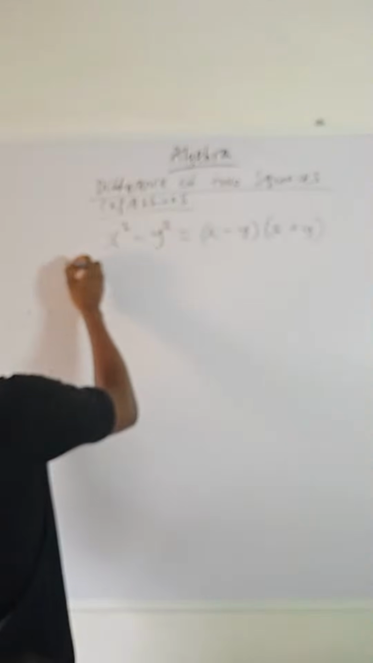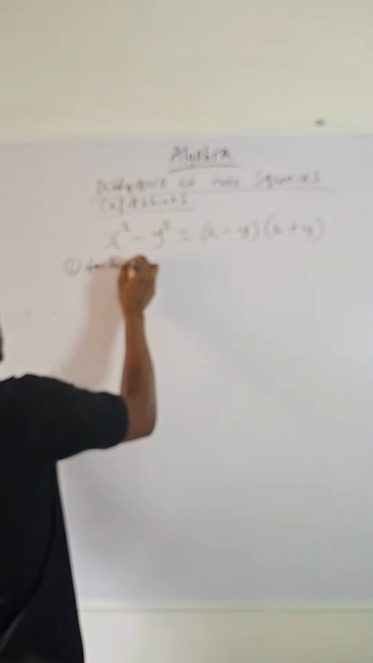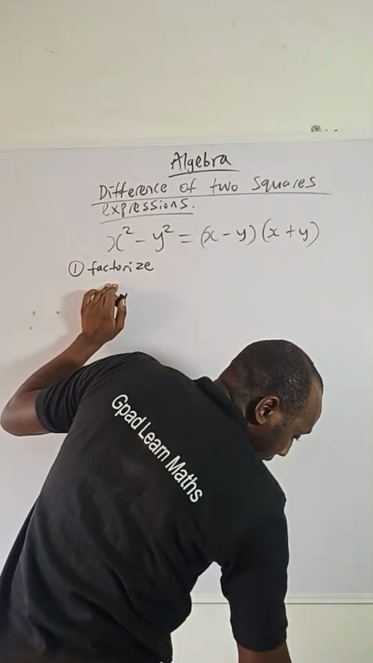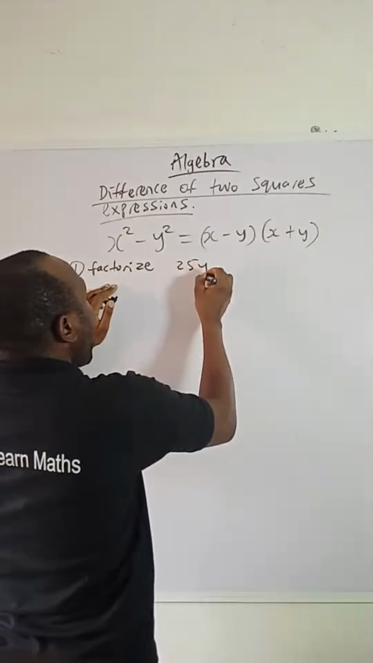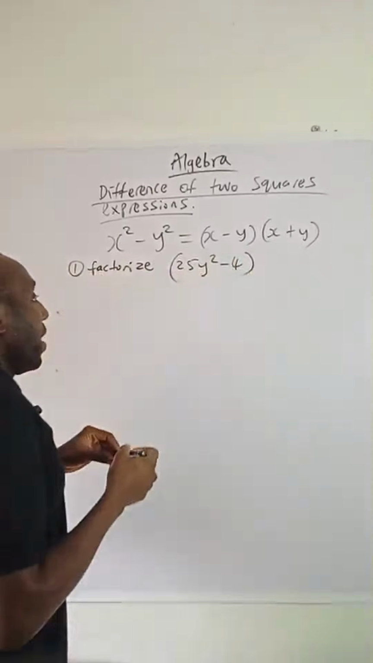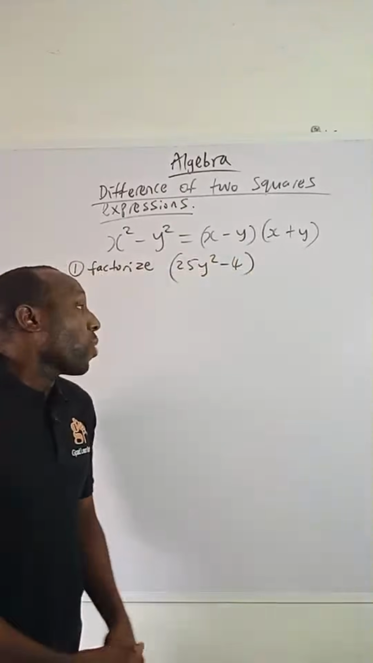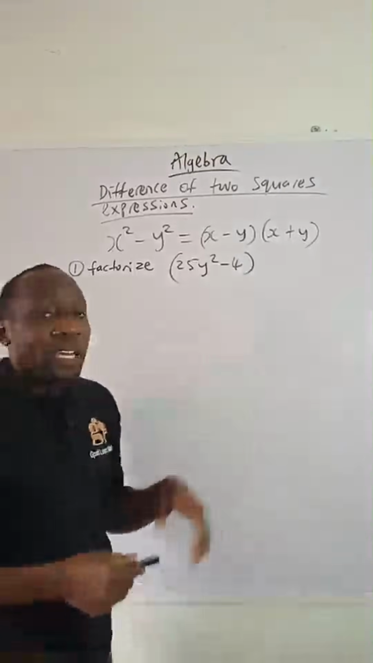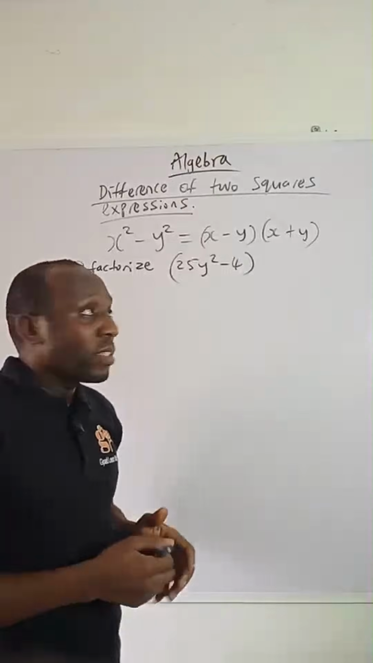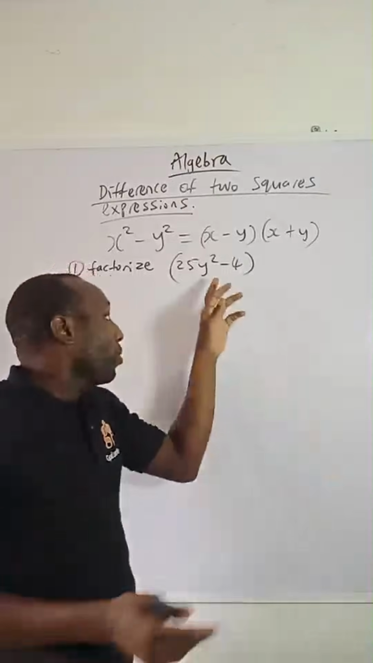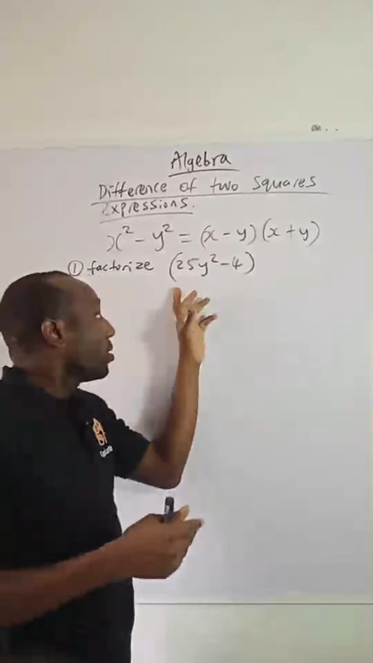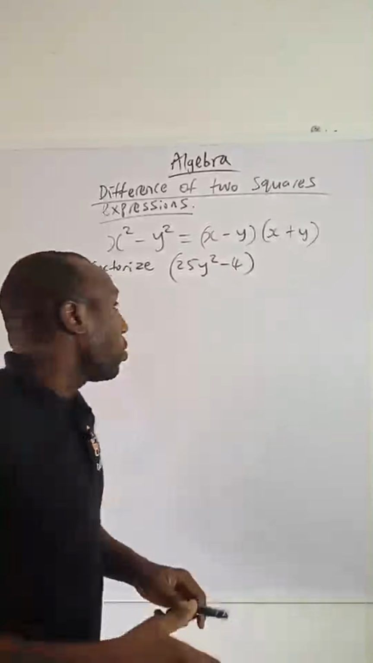Now, number 1, factorize 25y squared minus 4. Looking at this, you might be tempted to say you cannot use difference of two squares because there is no square apart from just on y. But of course, it's also difference of two squares. How are we going to do that? Let me show you how.